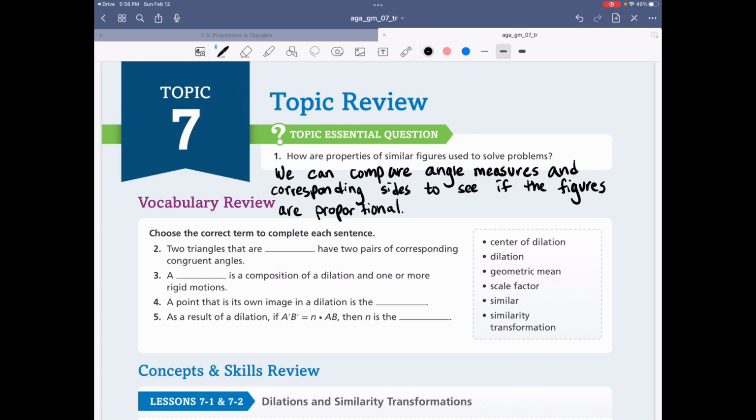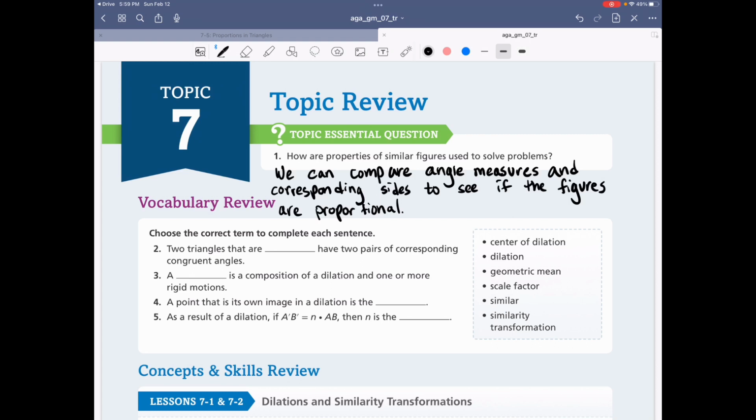There are also some theorems about the angle bisector, the triangle angle bisector theorem. There's the mid-segment theorem, the side splitter theorem. So different theorems will help us prove if the triangles are similar.